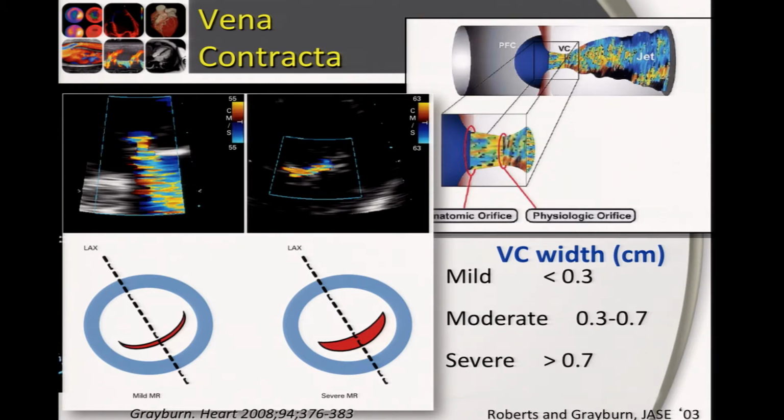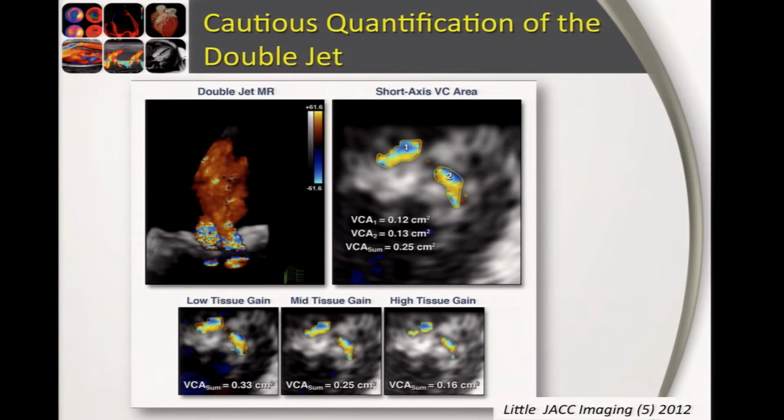Vena contracta 2D, in this particular plane, which is going across basically the three-chamber view, it can still be okay. And these are the relative numbers: less than 3 millimeters is mild, greater than 7 millimeters is significant. We've talked for quite a long time at this center about vena contracta area. We're still exploring it. The concept is great. This is an example of 2 independent jets, 2 discrete vena contracta areas. You can actually measure them and get a total summation of the effective orifice area.